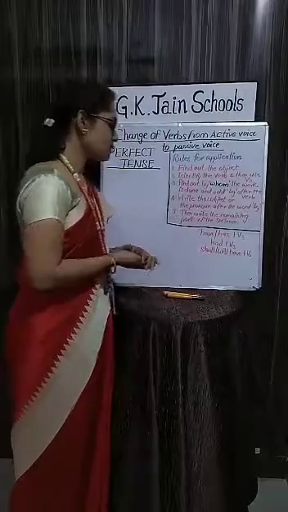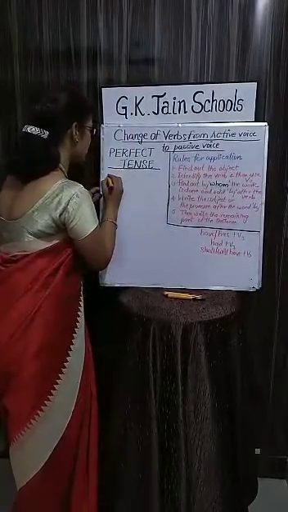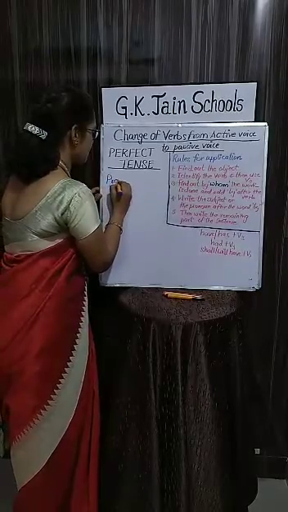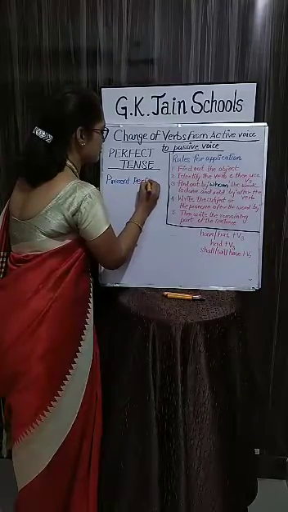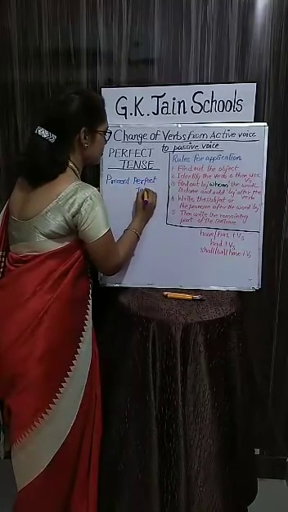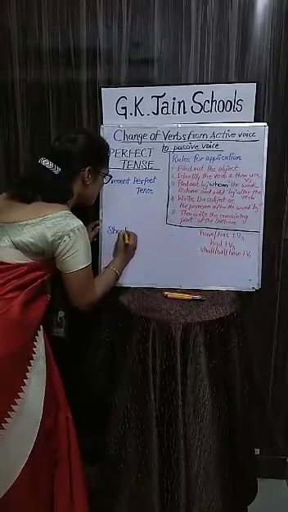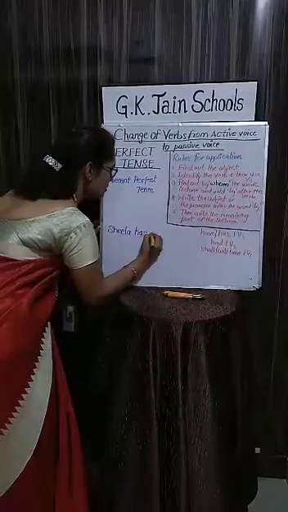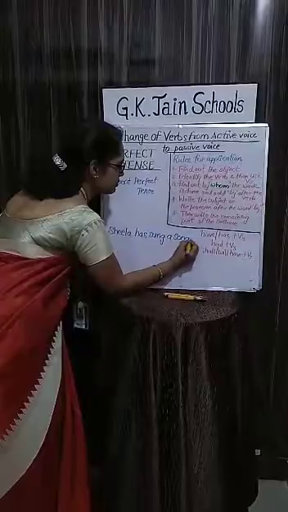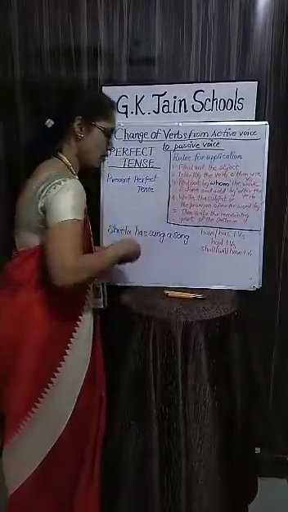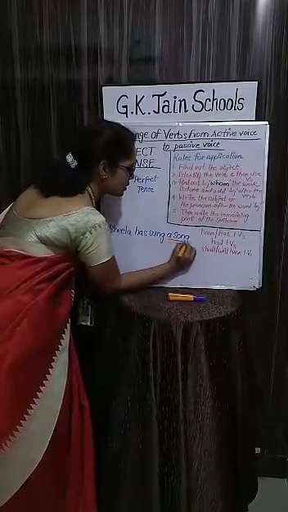Now let's see the conversion of a sentence into passive voice if our tense is a present perfect tense. Let's see an example. Sheila has sung a song. First rule, find the object. So our object in the sentence is a song.